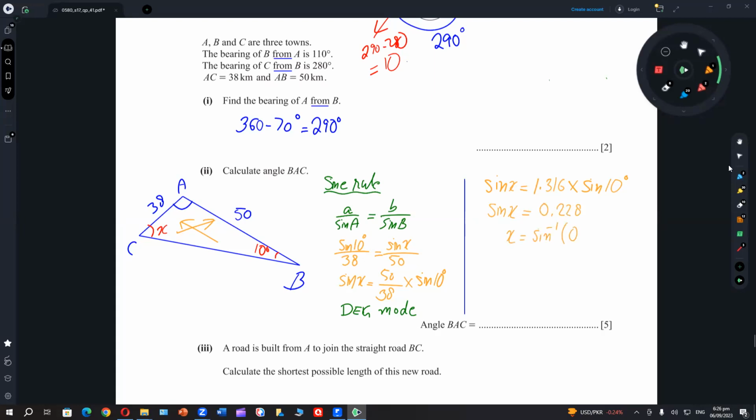Now use sine inverse function. We need the angle. Yes. Now I got 13.18.